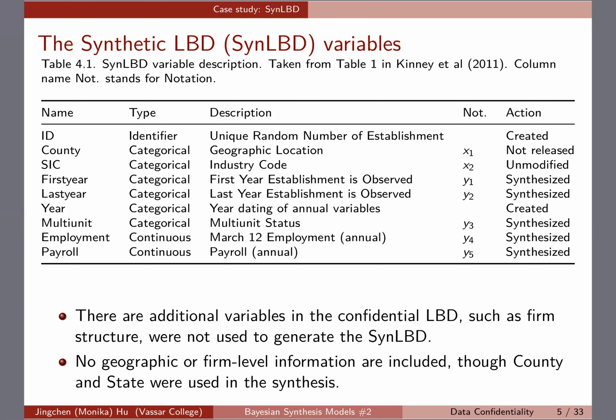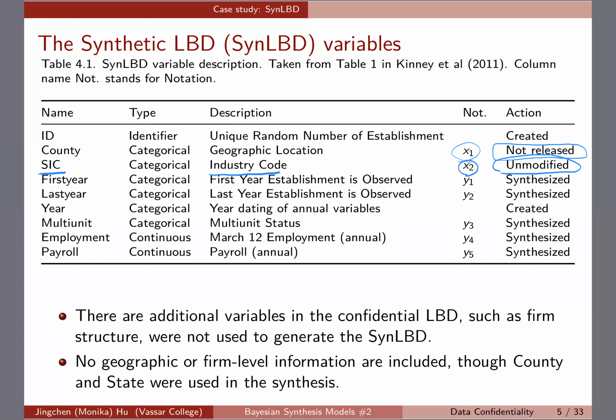But they use it. And you remember X1 is always in the model, right? So that's what they mean. They also have this SIC, an industry code. I think 3-digit is the level that they have. They use X2 for it. This is one variable that is unmodified; in this case, it's unsynthesized but released. And then everything else is synthesized. That includes first year, which is the first year the establishment is observed in the census.